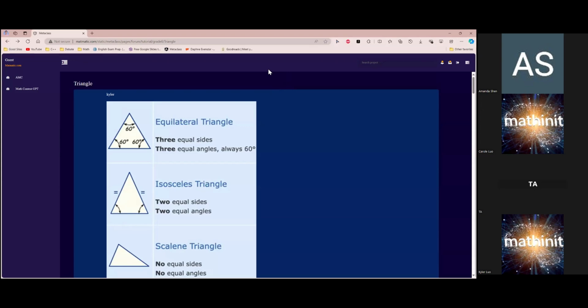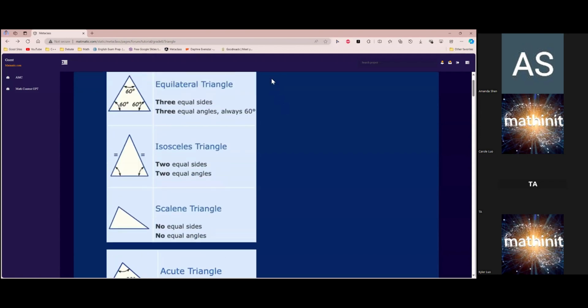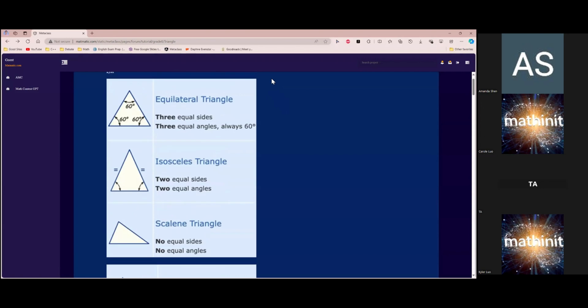Okay, so I guess we could start by reviewing some basic triangle concepts. An equilateral triangle has three equal sides and three equal angles, which means they're always 60 degrees. An isosceles triangle has two equal sides and two equal angles.